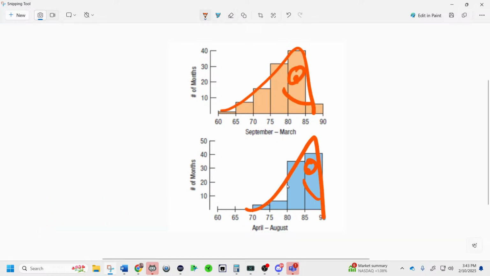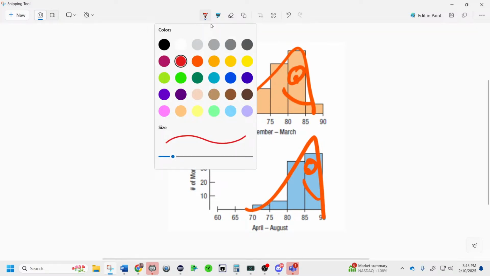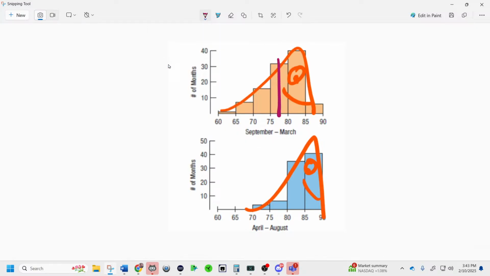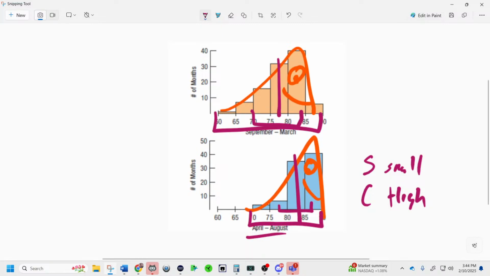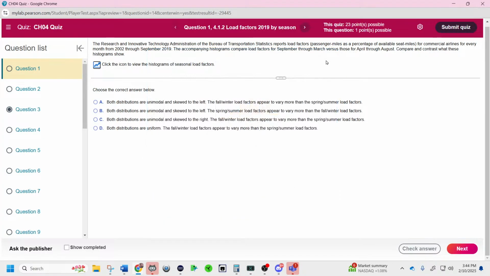A little hard to tell, but centers of these distributions, which are best described by the medians, are going to be about here-ish, maybe, and here-ish, maybe. Which means the April-August has a higher median and a smaller spread. So we would say that the spread is smaller and the center is higher. Does that make sense to everybody? This is a tighter distribution. Even if you talk about the middle 50%, it looks to be tighter around the median. So this has a smaller spread and higher median. What do they want us to look at right here? Both distributions are definitely skewed to the left, so we've narrowed it down.